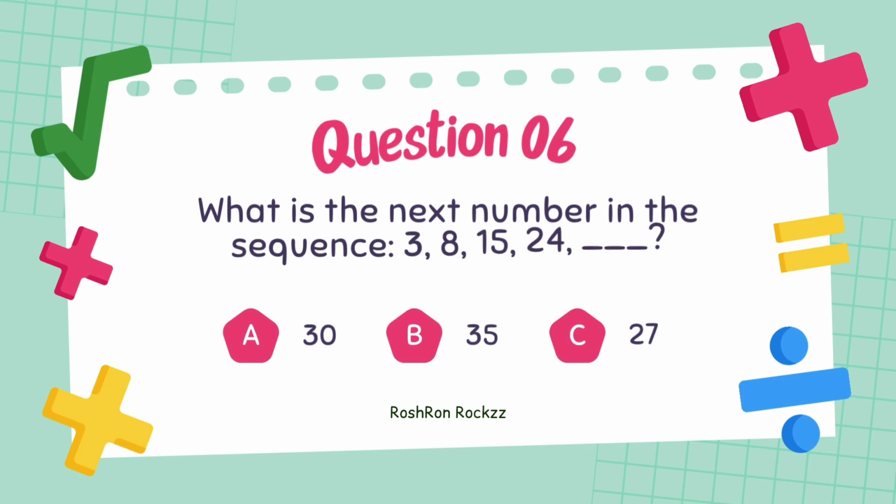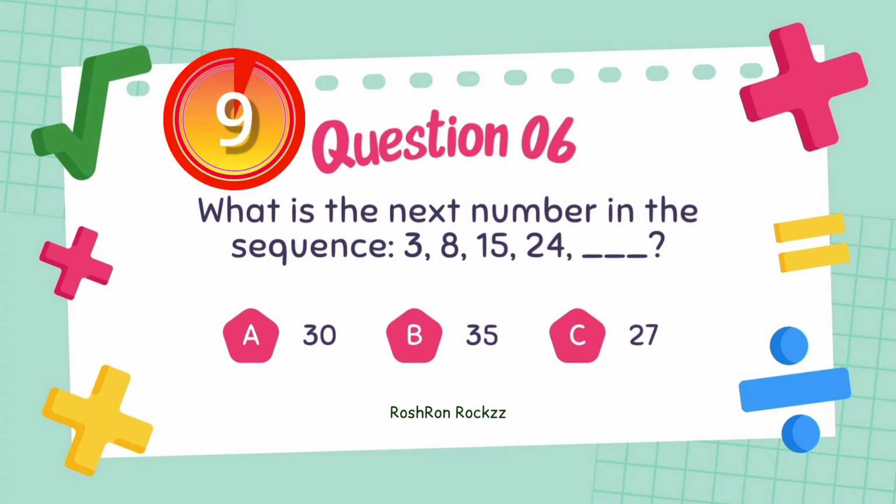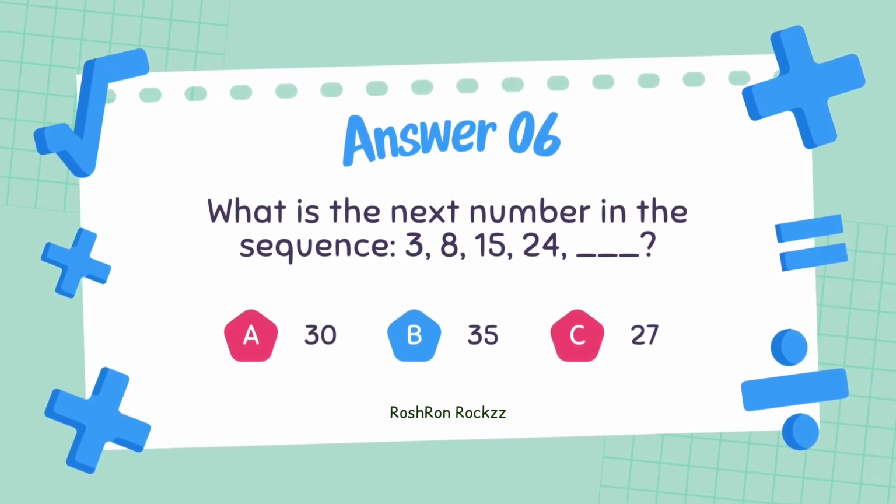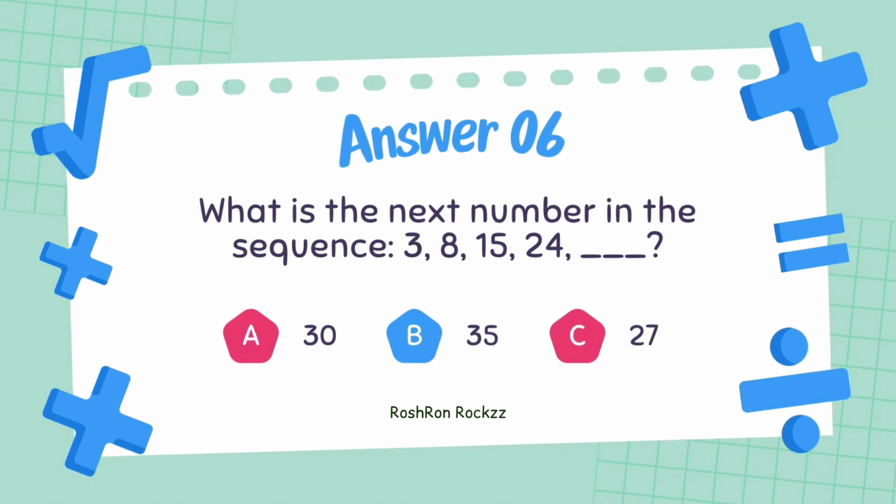Question 6. What is the next number in the sequence? 3, 8, 15, 24, dash. The answer is option B, 35. Each number in the sequence is obtained by adding consecutive increasing odd numbers starting from 5.